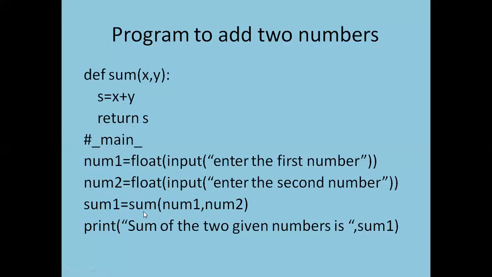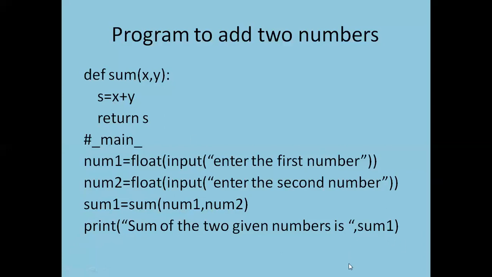Now as the compiler sees this, it will go back to the sum function here. It is storing num1 and num2 here. That means num1 will be representing x and num2 will be representing y. Then it will perform the addition of num1 and num2, and store the output here. After that, it will go back to this line, and now the result is stored in sum1. After going to this line, it will go to the next line, print sum of the two given numbers is, and sum1 will be printed.